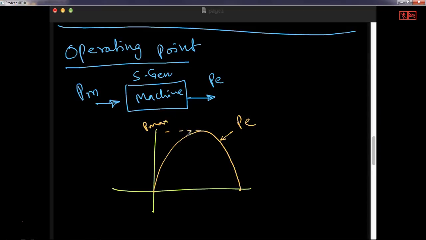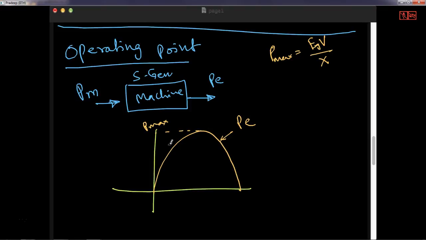So the question is now, can I generate more than P max? It is not possible to generate more power than P max because of the reactance of the machine. So what is P max? P max is nothing but Eg into V by X. The maximum power is limited by X. If X is more, then P max will be less. So it is preferable to have low reactance for your generator. Similarly, if I want to generate more power, I should go for higher voltages, Eg and V. That is about P max. I cannot generate more than P max.